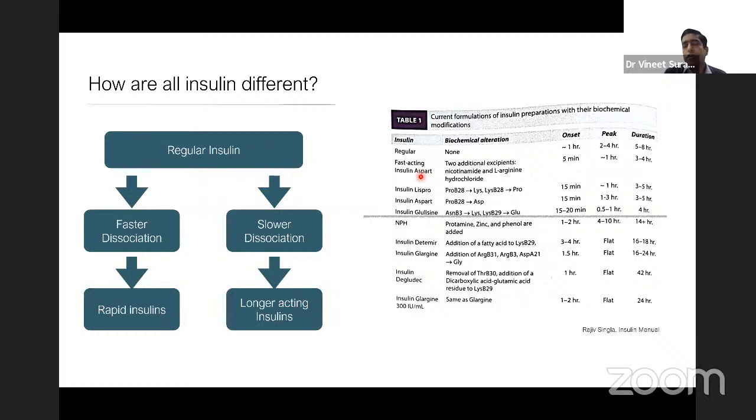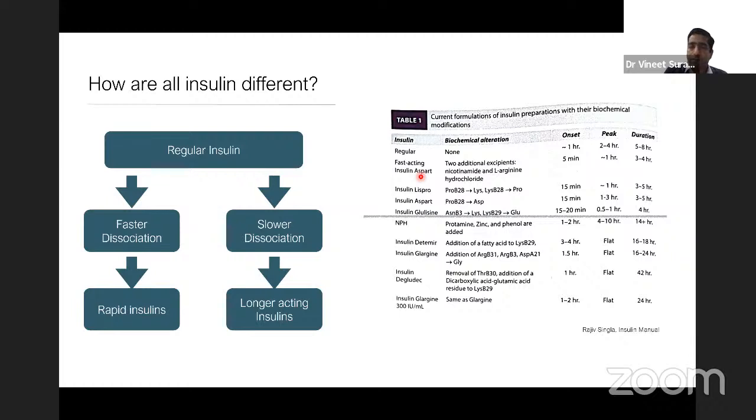So it has an onset of 1 to 2 hours. It works for around 12 to 14 hours. And the problem with the NPH is, again, the peak insulin. It gets its peak by 4 to 10 hours, which is very, very variable. And then it finishes, it works by 14 hours.